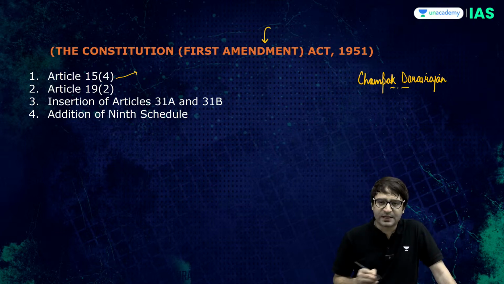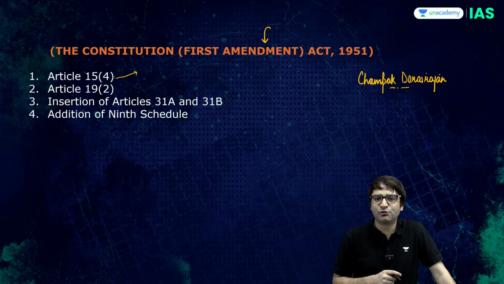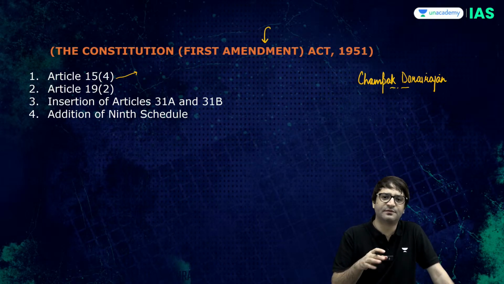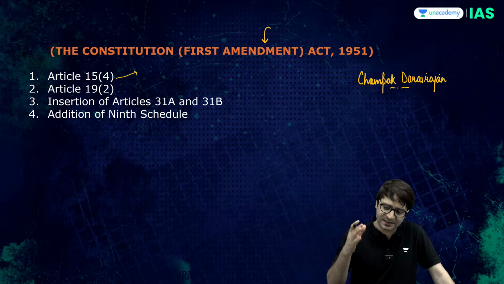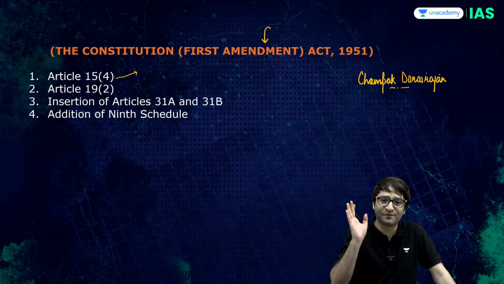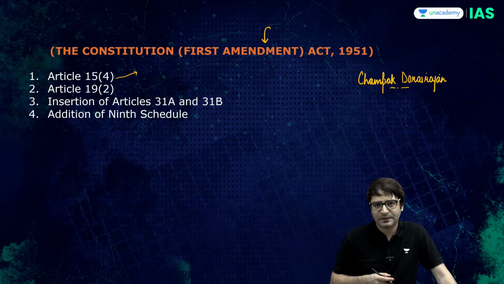In the Champak Dorai Rajan case, the Madras government had issued an order saying we will reserve seats in educational institutions for SCs and STs. This matter was challenged in the court. The Supreme Court said in the Champak Dorai Rajan case that this is unconstitutional. Why? Because it violates Article 15, because Article 15 says there can be no discrimination on the grounds of caste.